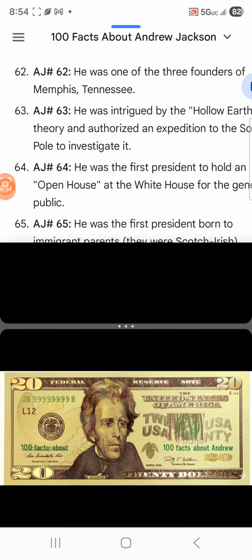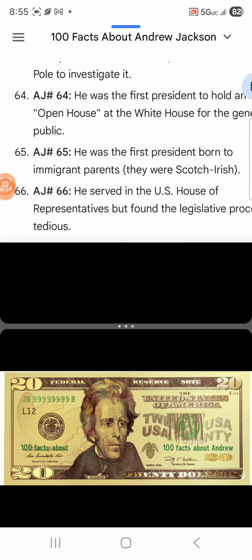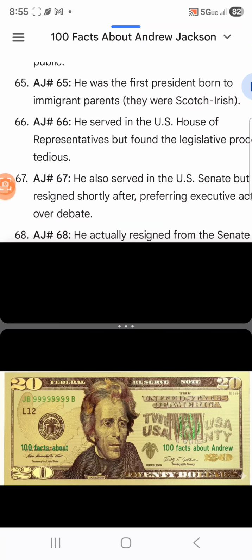63. A.J. number 63. He was intrigued by the hollow earth theory and authorized an expedition to the South Pole to investigate it. 64. Wow. A.J. number 64. He was the first president to hold an open house at the White House for the general public. 65. A.J. number 65. He was the first president born to immigrant parents. They were Scotch-Irish.